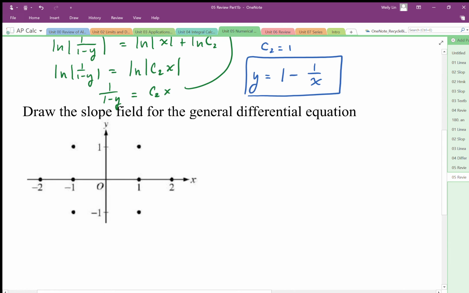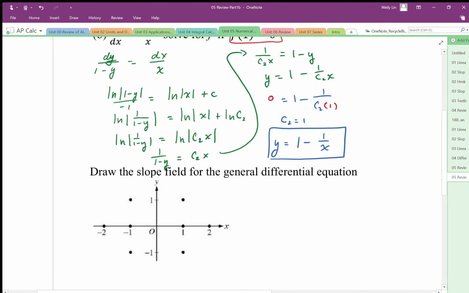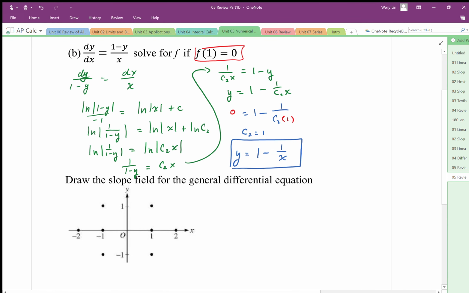So here it's been asked to draw the slope field for the general differential equation. So to do that, I'm going to use this function here, this one right here. That's going to generate my slope parts. So I'm going to start here, so x is -1, y is +1. So if y is +1, we're just going to have horizontal tangents here. It looks like that might be an asymptote. In fact, it looks like it is.